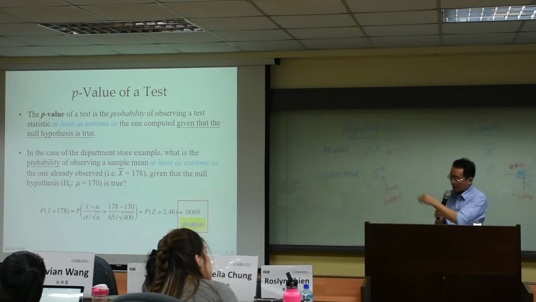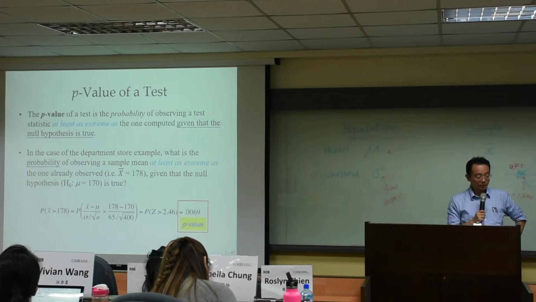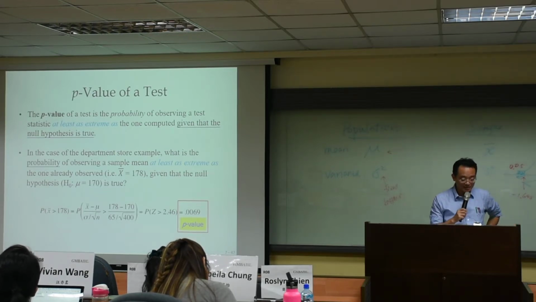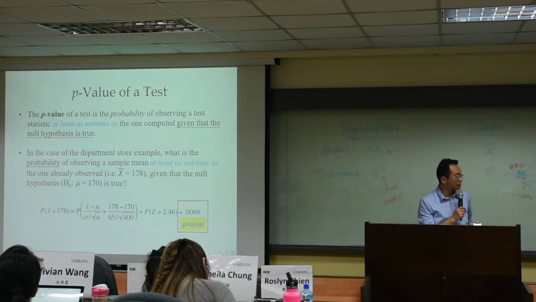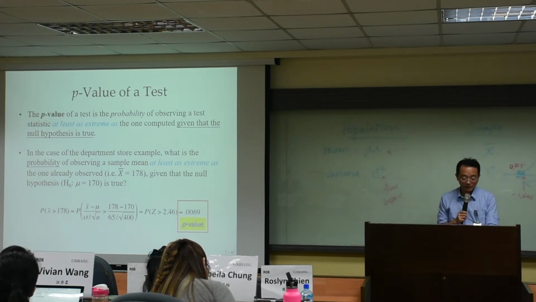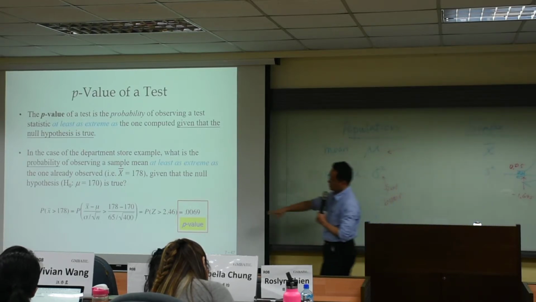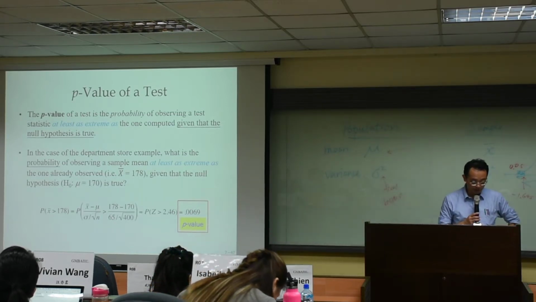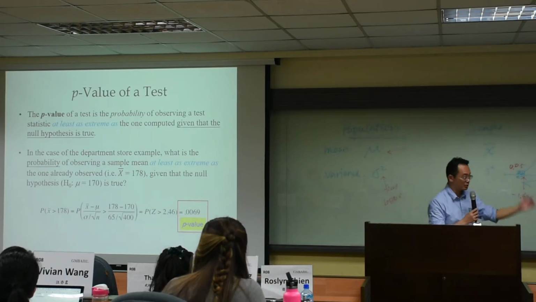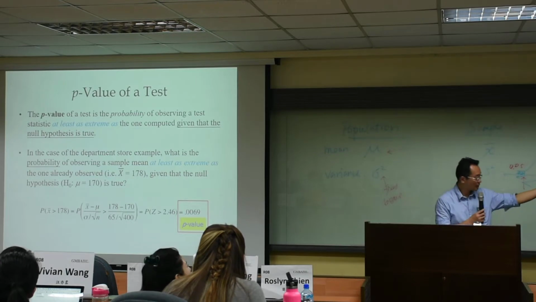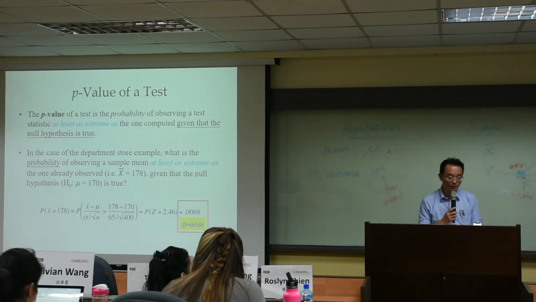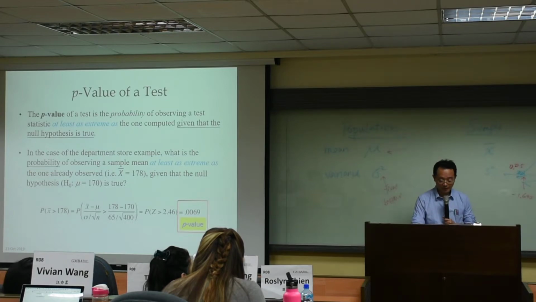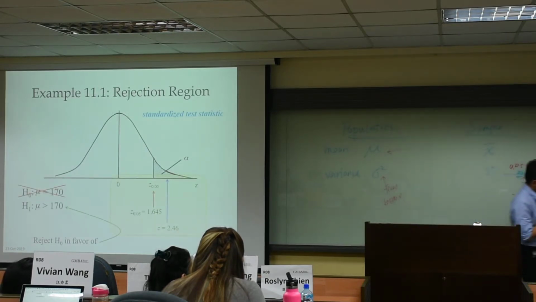Okay, so in this case of the department store example, what is the probability of observing a sample mean at least as extreme as the one already observed, which is 178, given that the null hypothesis is true? The null hypothesis is 170. Okay, so the formulation is here: P of probability of X bar greater than 178. Okay, again we use the normalization or standardization process. The probability P of Z greater than 2.46. Okay, so it's actually the right end probability.